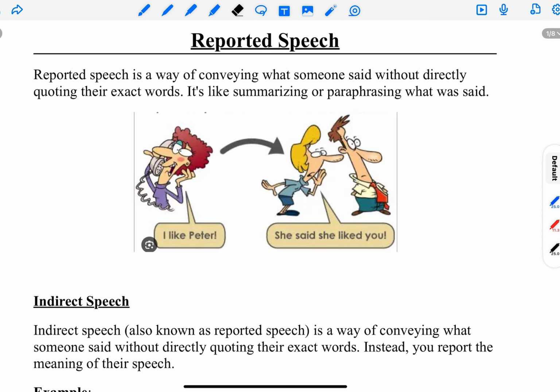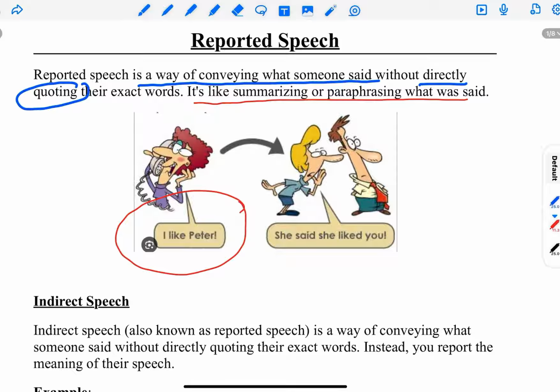First of all, let us discuss what is reported speech. Reported speech is a way of conveying what someone said without directly quoting their exact words. In other words, it's like summarizing or paraphrasing what was said. For example, you can see in the picture a conversation going on over a telephone. The first one, "I like Peter." This is an example of direct speech.